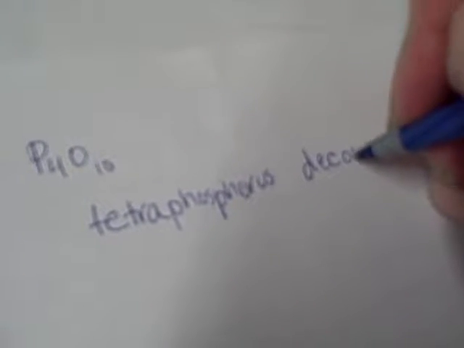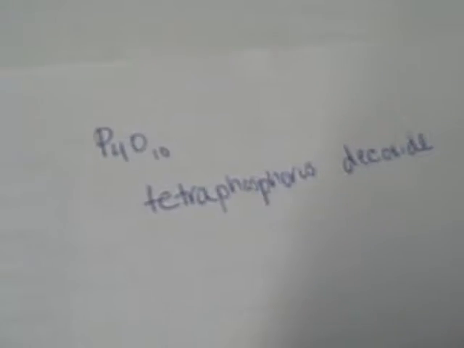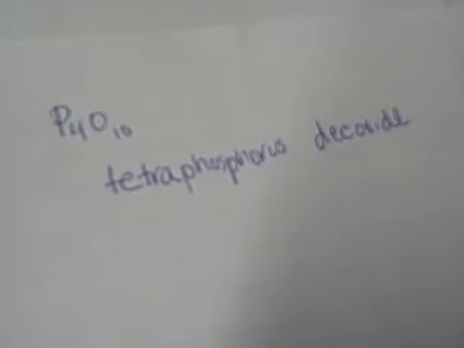Okay, so the first one I gave you was P4O10. So our prefix for 4 we know is tetra, and then P is phosphorus, and 10 is deca and oxygen. So here's where we're going to take off the A and just do decoxide. So P4O10 will be tetraphosphorus decoxide.